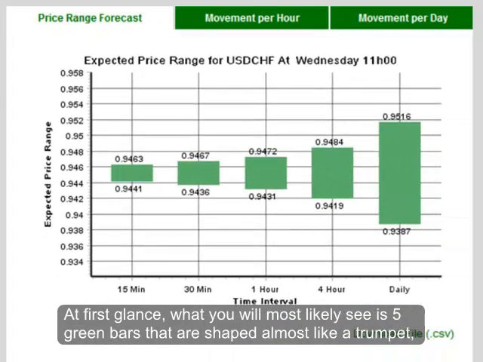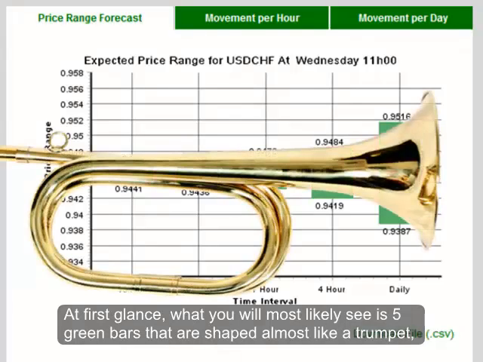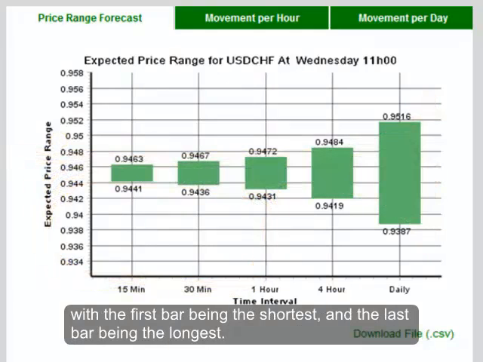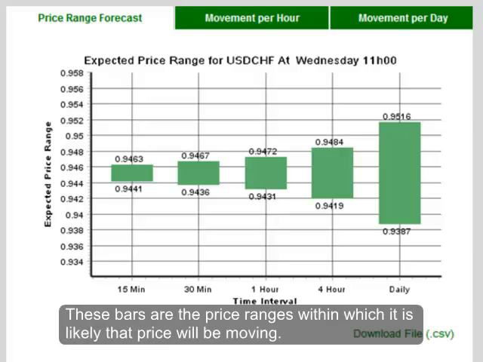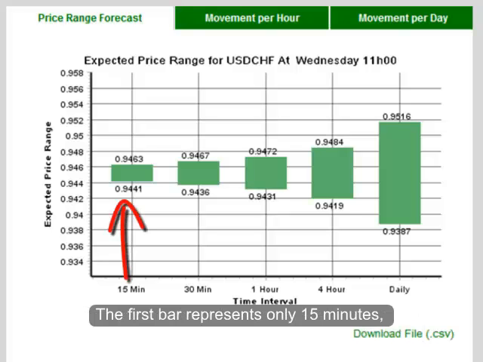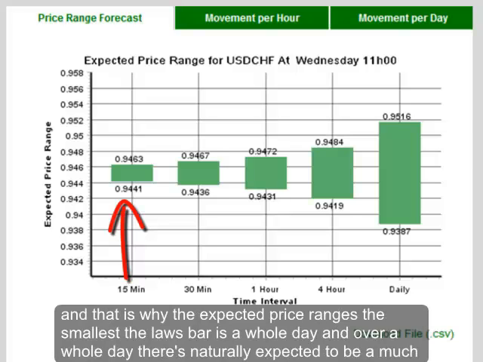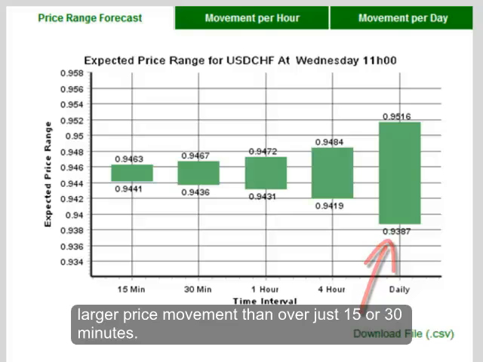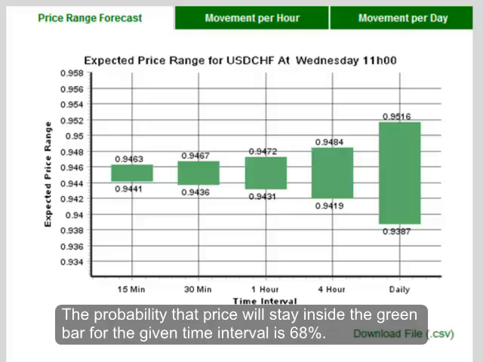At first glance, what you will most likely see is 5 green bars that are shaped almost like a trumpet, with the first bar being the shortest and the last being the longest. These bars are the price ranges within which it is likely that price will be moving. The first bar represents only 15 minutes, and that is why the expected price range is the smallest. The last bar is a whole day, and over a whole day there is naturally expected to be a much larger price movement than over just 30 or 15 minutes. The probability that price will stay inside the green bar for a given time interval is 68%.